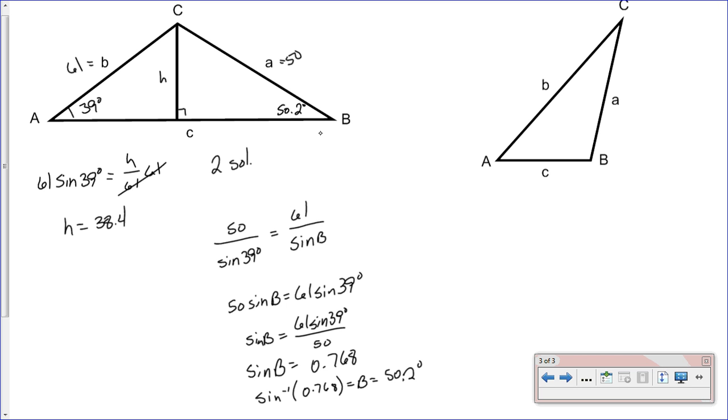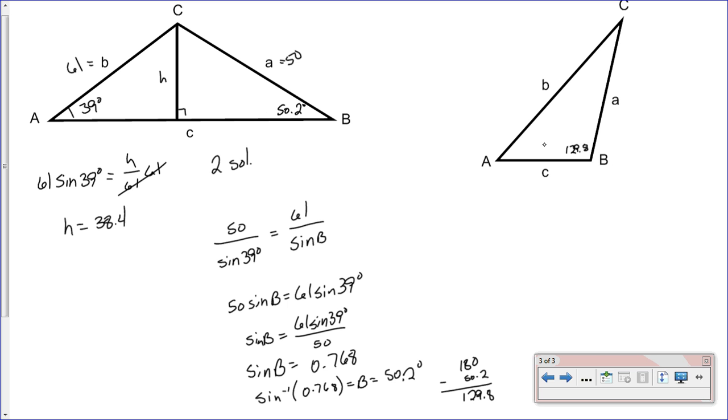Now, in order to find this angle B, what you're going to do is take 180, let me write it down here, and subtract the 50.2 that we just got. That'll give you 129.8. This 129.8, it's this angle B.